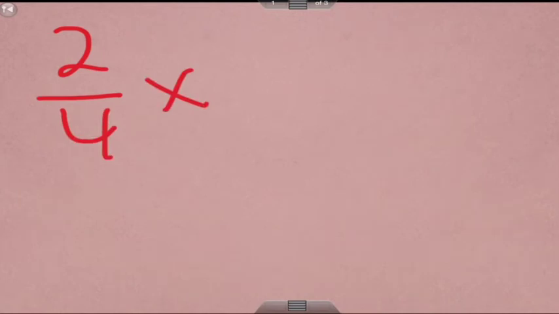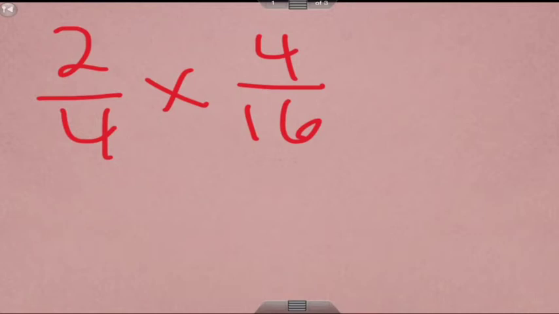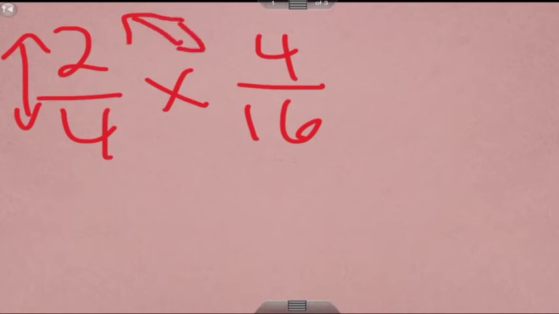Okay, so let's try cross simplifying again. If I had 2/4 times, let's say, 4/16. There are a couple of ways to cross simplify this. I could go this way. I could say 2/4, I could reduce that right away to 1/2. Or you could cross reduce going on a diagonal like this.